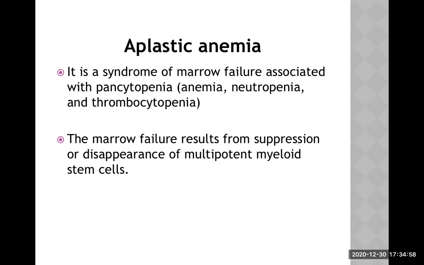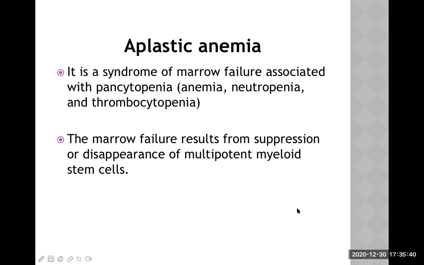Now, let's go back to the basic thing here. From the myeloid lineage, all types of cells apart from lymphocytes and natural killer cells are developed. That means RBC, platelet, and whole granulocyte series, even the macrophages. That's why anemia, neutropenia, and thrombocytopenia occurs predominantly here. The marrow failure results from suppression or disappearance of the multipotent myeloid stem cell, which is clearly written here. They are developing in the bone marrow when the environmental insult or some genetic alteration changes these myeloid stem cells in the bone marrow, then aplastic anemia occurs.